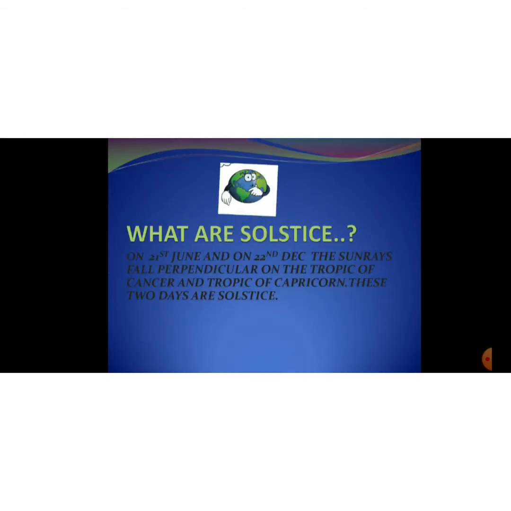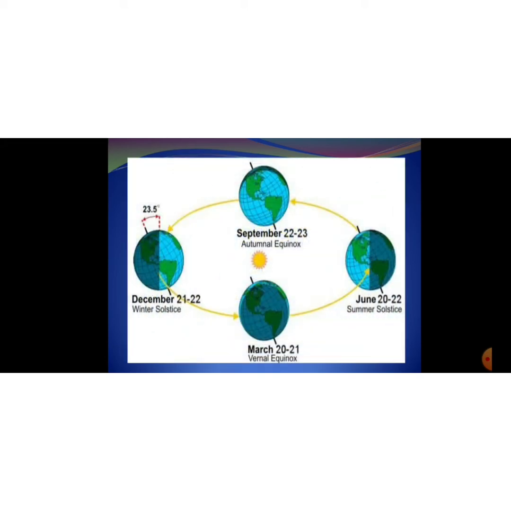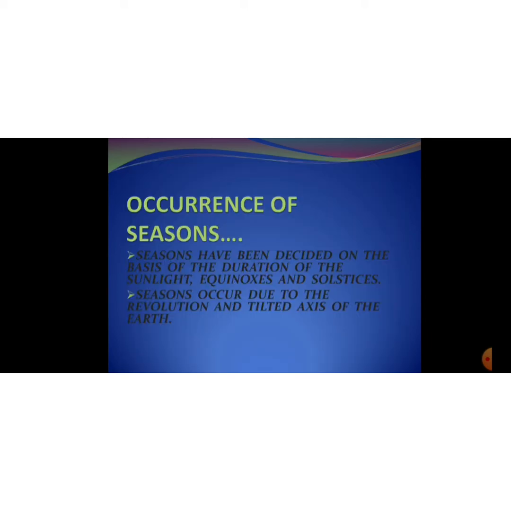What are solstices? On 21st June and 22nd December, the sun rays fall perpendicular to the Tropic of Cancer and Tropic of Capricorn. These 2 days are solstices. So here is a diagram of equinoxes and solstices.